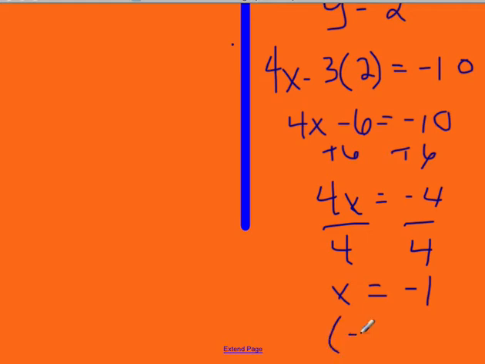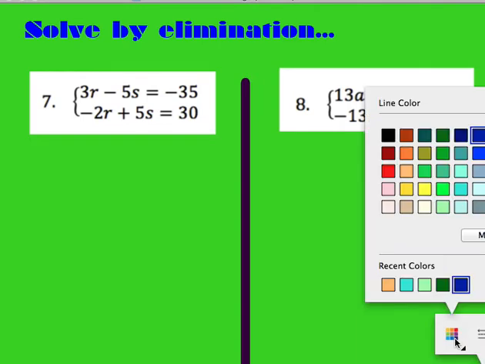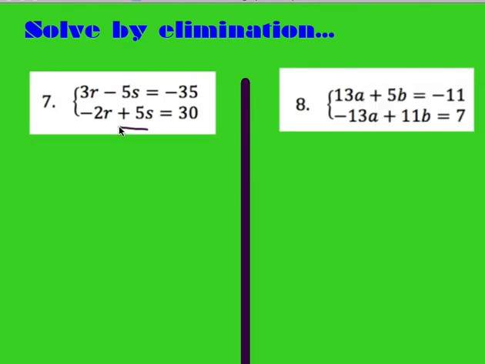So y is equal to 2, x is equal to a negative 1. So we're going to write our coordinate point out with first our x, then our y. Let's take a look now at number 7. So for number 7, I noticed that my s's have the same number with opposite signs. So that means I can go ahead and add down my columns. So I have 3r plus a negative 2r.